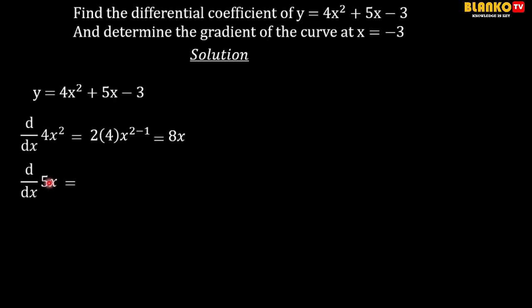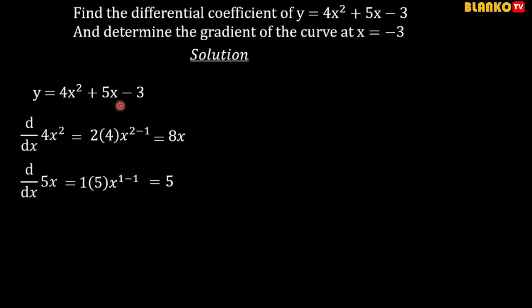x here is raised to the power 1, and x raised to the power 1 is the same as x. To differentiate, we multiply the power by the coefficient, then we subtract 1 from the power. Since x is raised to the power 1, 1 multiplies 5. Then we subtract 1 from the power. So it's going to be 1 multiplying 5, x raised to the power 1 minus 1, and that is going to be 5.